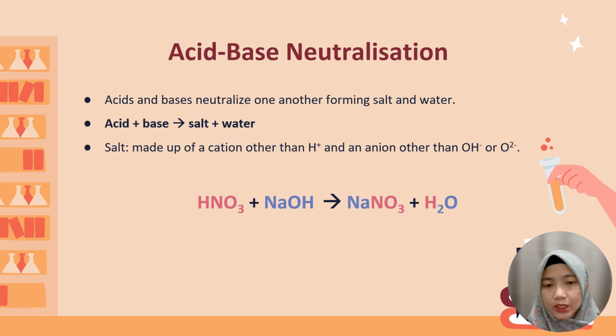In the acid-base equation, it is important for you to make sure that the equation is balanced. When you want to write the formula for the salt that is produced, you need to make sure you have the charge of the cation and anion correct. For example, when we have sodium that has a positive 1 charge, reacting with nitrate that has a negative 1 charge, it will produce NaNO3.